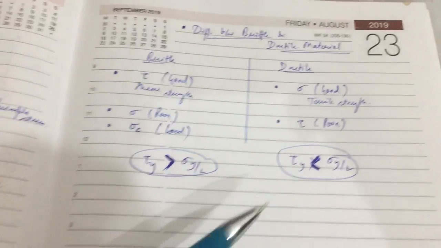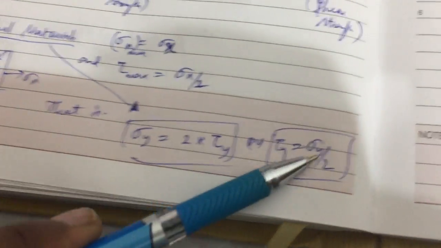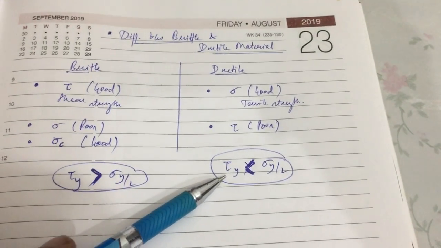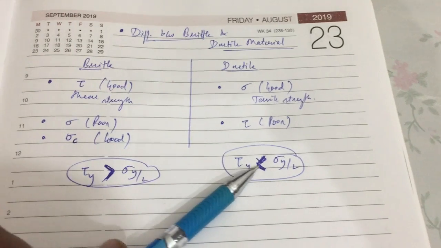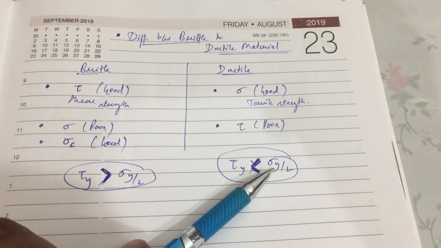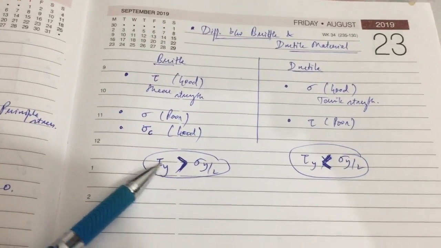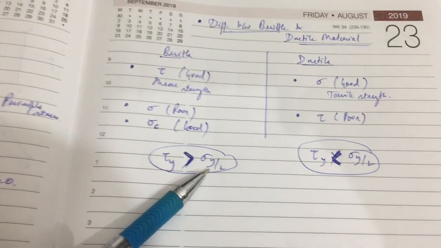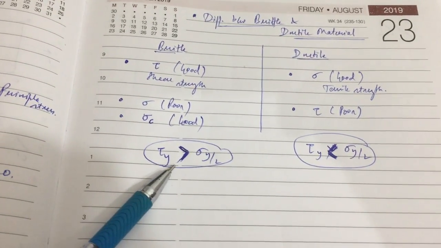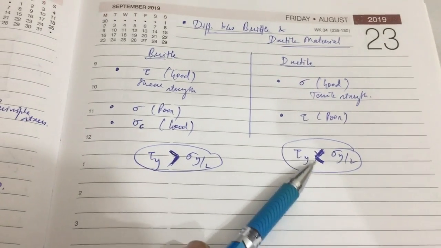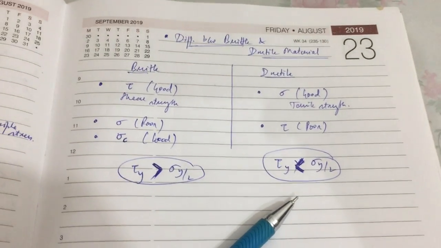The reason is that, as we know, for normal material this is the situation, but for ductile material the shear strength is less than half of the yield strength, while for brittle material the shear strength is more than half of the yield strength. So in this situation we can note that brittle material has better shear strength and ductile material has lesser shear strength. So this is the basic difference.